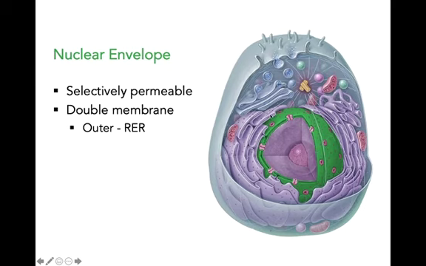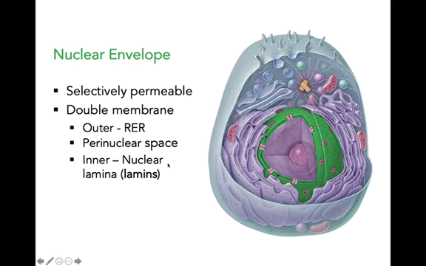This rough endoplasmic reticulum is said to be rough because of the ribosomes studded on its surface. That is why it is called rough endoplasmic reticulum. It is continuous with your outer nuclear membrane of the nuclear envelope. And in the middle is the perinuclear space. Later, I'm going to show you another close-up picture of that.